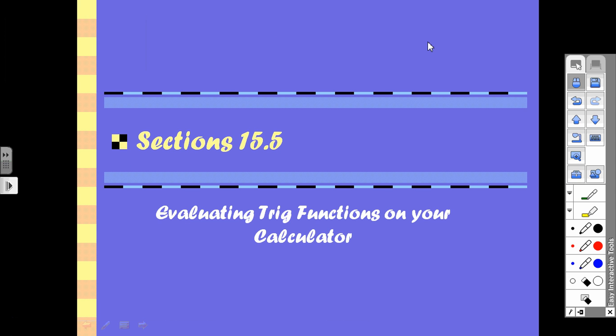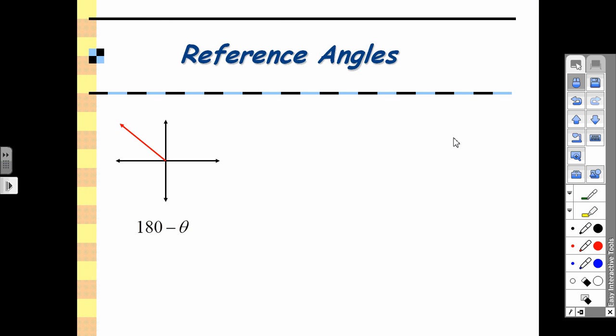All right, so here we are at section 15.5, where we're going to evaluate trig functions on your calculator. So hopefully everybody has a nice scientific calculator. But before we can do that, we need to talk about what reference angles are. We've talked about reference triangles before, but now we need to figure out what a reference angle is and how to calculate it.